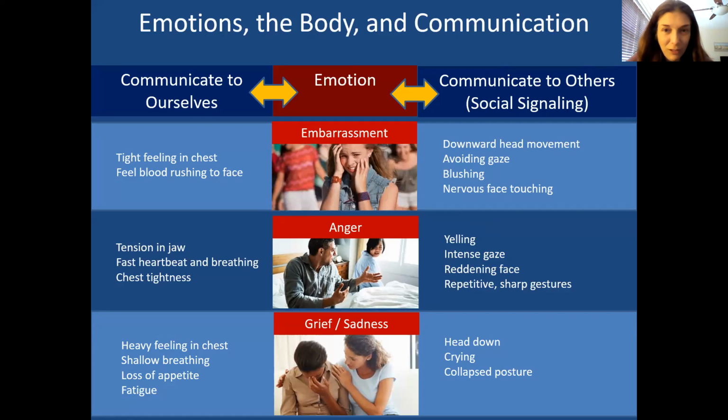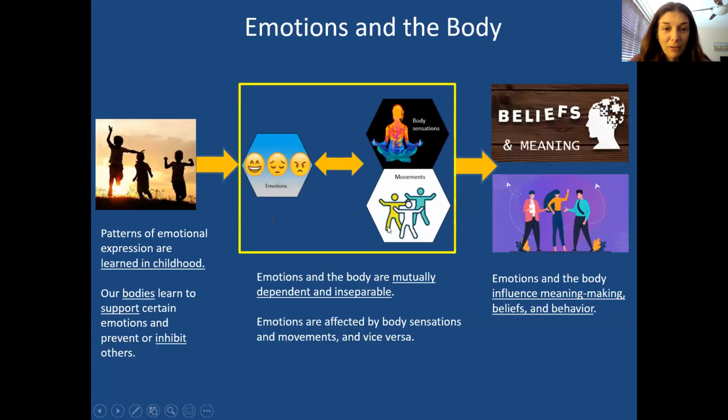Last one: grief and sadness. I might get the clue that I'm feeling sad because I have a heaviness in my chest, my breath gets more shallow, I'm tired, I'm not hungry, I feel like sleeping. Sluggish, it makes me feel sad. Other people might see my head down, I'm crying, I have a collapsed posture, such as in that picture there. Overall, as you can see, emotions communicate to ourselves and to other people, and there's an interrelationship between our emotions, body sensations, and movements.